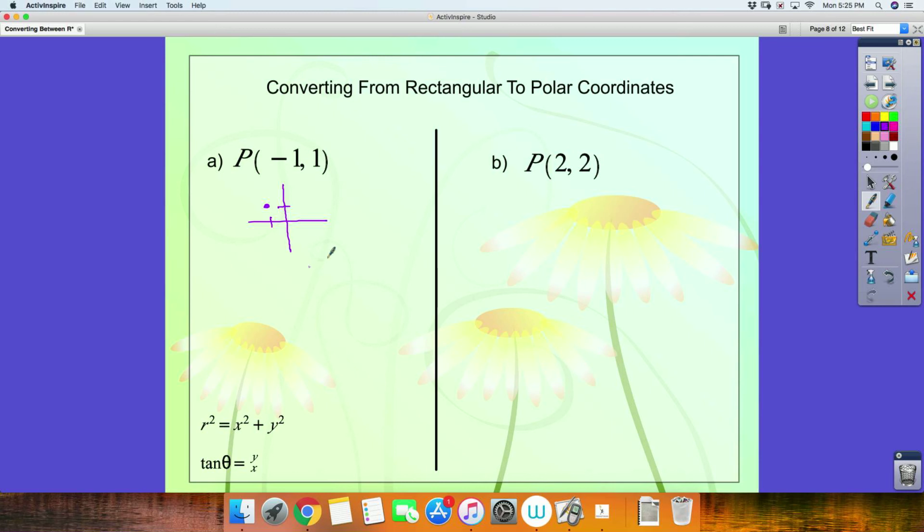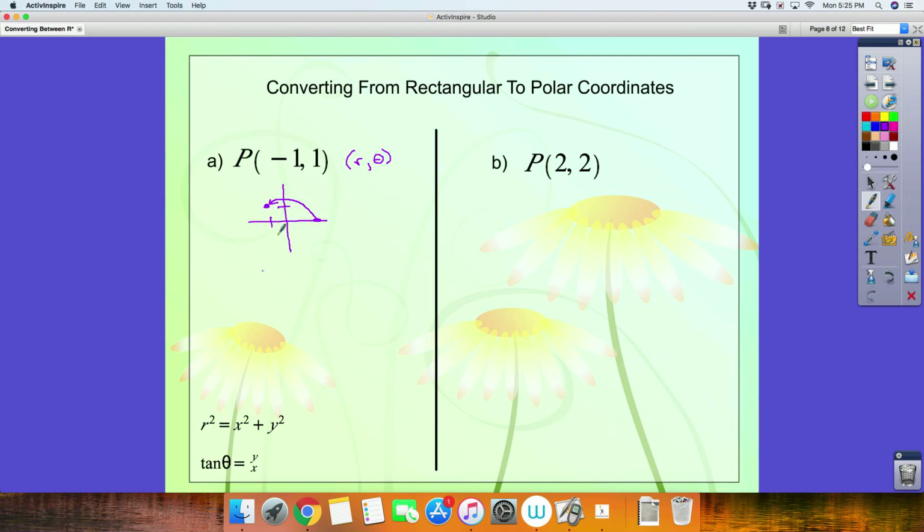And I know I need to find two things. I need to find my radius and I need to find my angle of rotation. How much did it rotate from the radius to my quadrant over there?